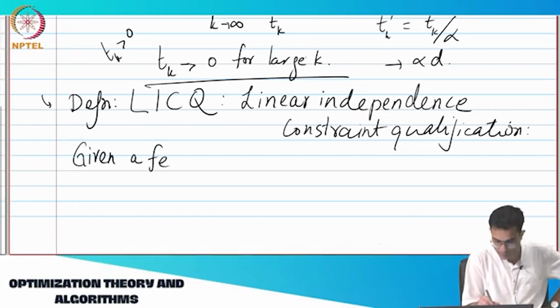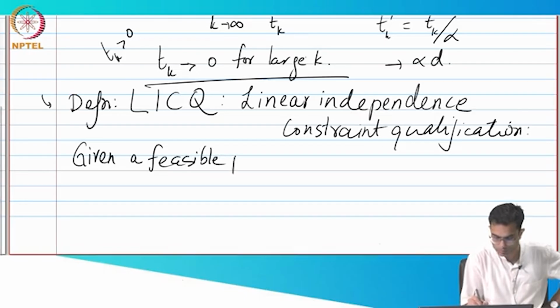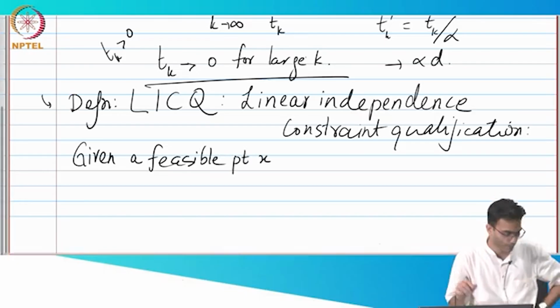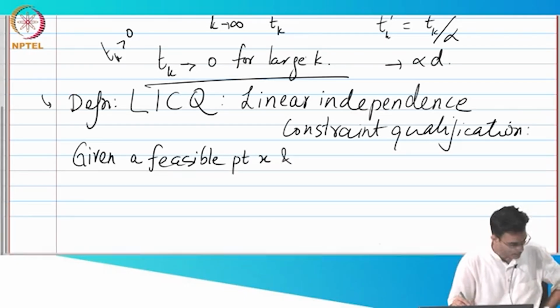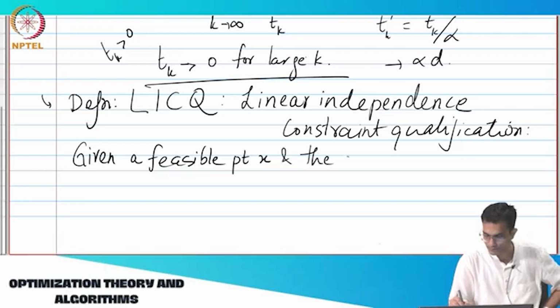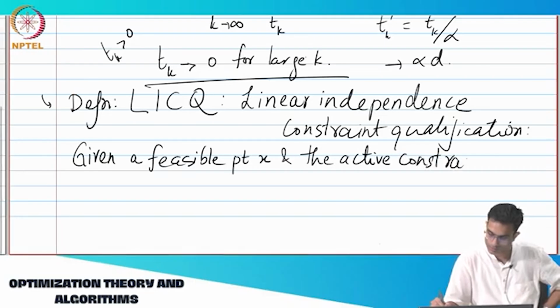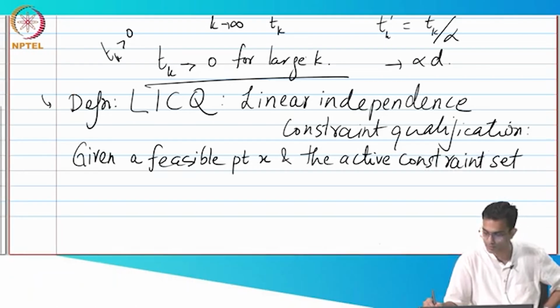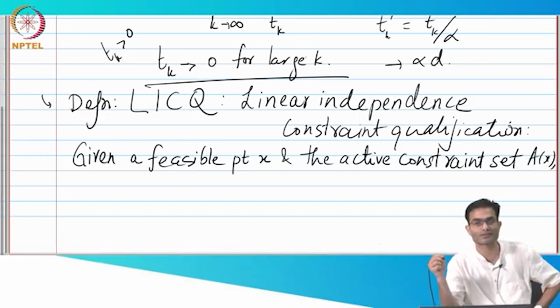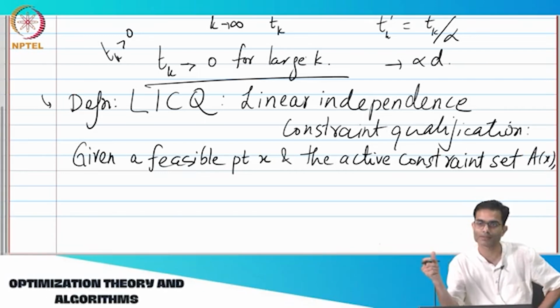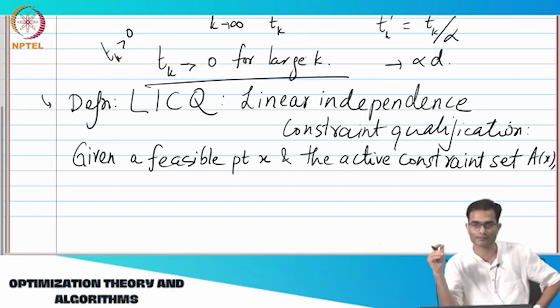So given a feasible point X, and the active constraint set A(X). Remember, what does the active constraint set consist of? Equalities and inequalities which are active.